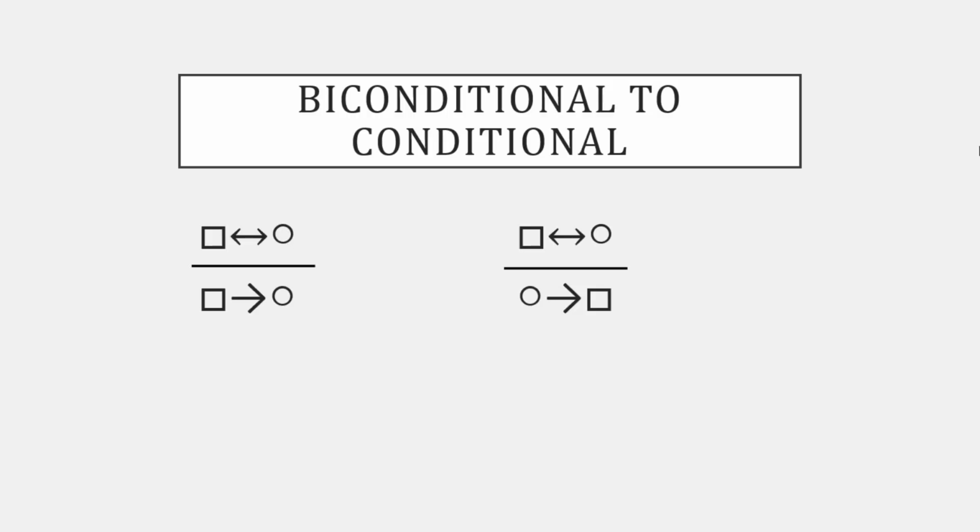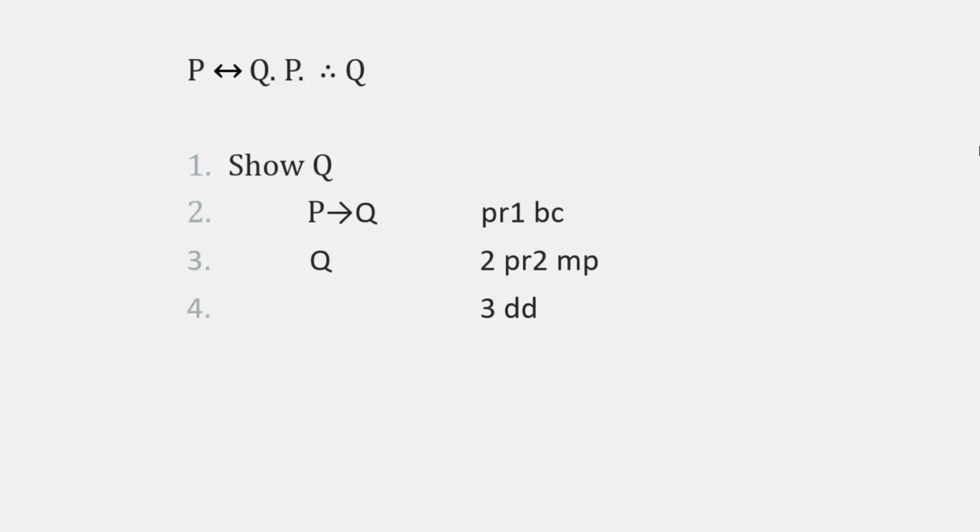Yeah? So if I've got p biconditional q and p, I'm not actually allowed to say premise 1 modus ponens with premise 2. Right? I have to extract the conditional out of it first.